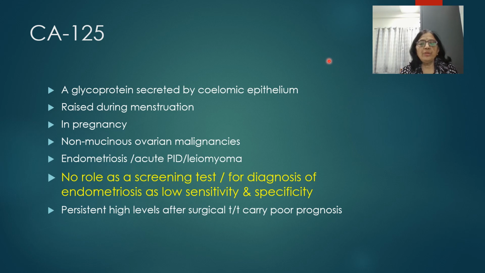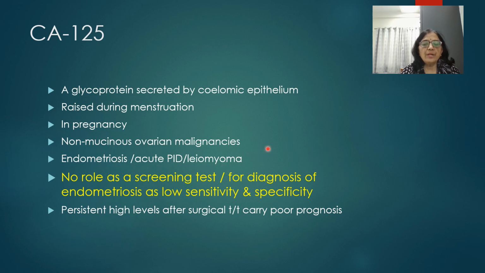Now, for a few years, there was an excitement about use of CA-125 to diagnose endometriosis. CA-125 is a glycoprotein secreted by coelomic epithelium. It is raised even during menstruation and in pregnancy. So in normal women also, there can be an increase in CA-125 level. It is raised in non-mucinous epithelial ovarian cancers. It is also raised in endometriosis, acute PID, or leiomyoma.